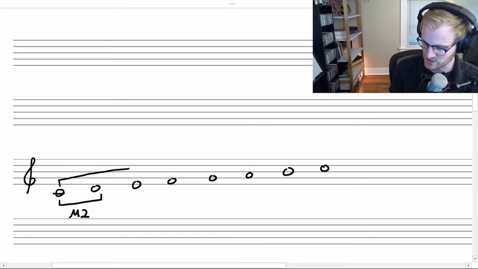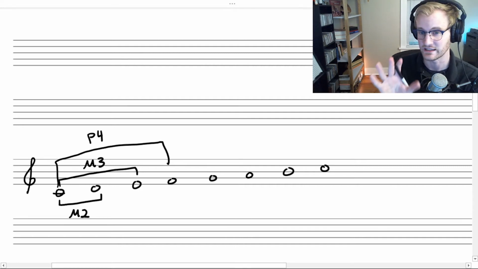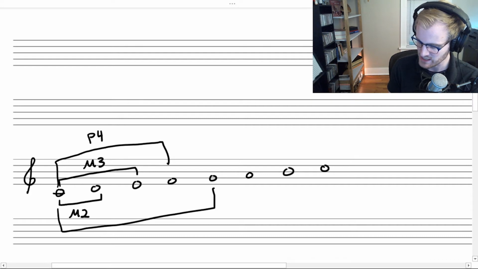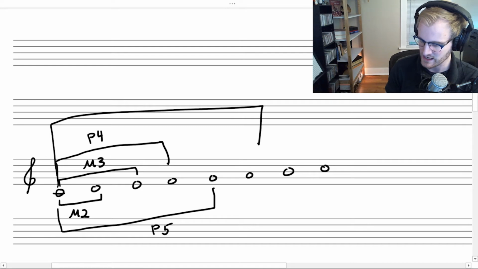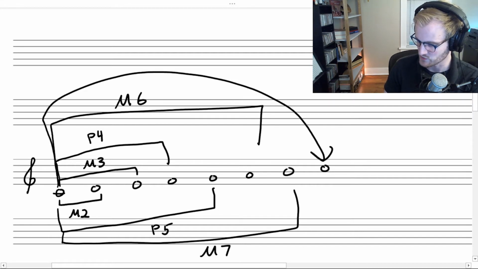We could say that the distance from C to E is a major third. We could say that the distance from C to F is a perfect fourth, because again, as a reminder, fourths and fifths can be perfect, just as octaves can. We could say that C up to G is an example of a perfect fifth. We could say that C up to A is an example of a major sixth. We could say that C up to B is an example of a major seventh. And then, not surprisingly, we could say that C going up to C would be an example of a perfect octave.